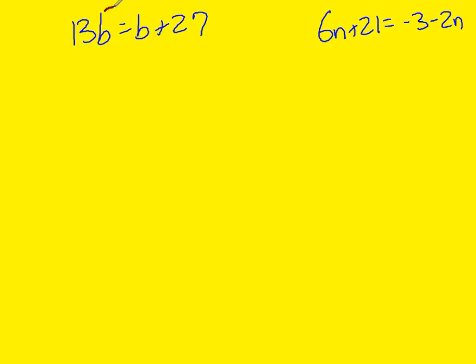So I can either move the 13b from left to right and the 1b from right to left, one way or the other. I'm going to choose to move this b from the right to the left. That way I'm subtracting 1b and I'm going to get 12b over here. Or if I had done the other way, I would have gotten b minus 13b, which would give me a negative number. Just makes a little bit extra work for me. So what I get here when I do that, 12b equals 27.